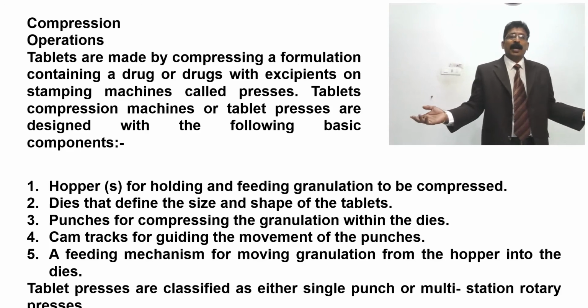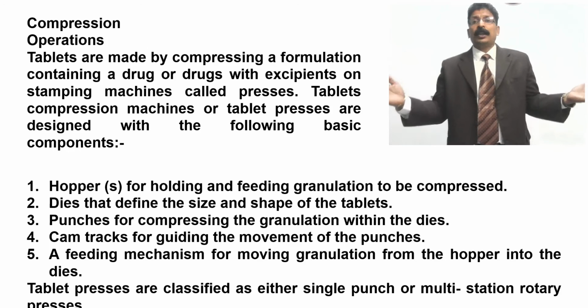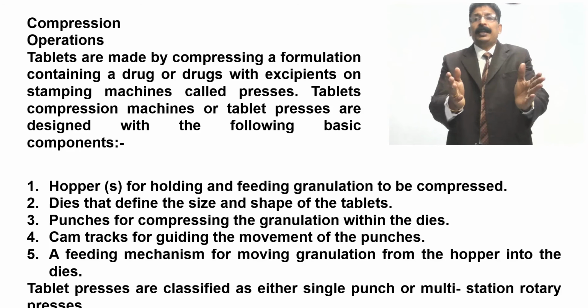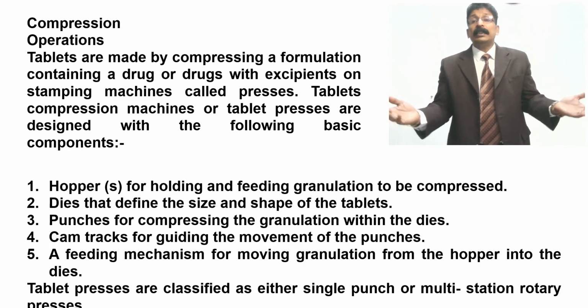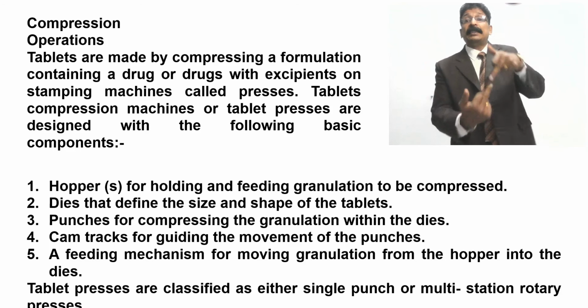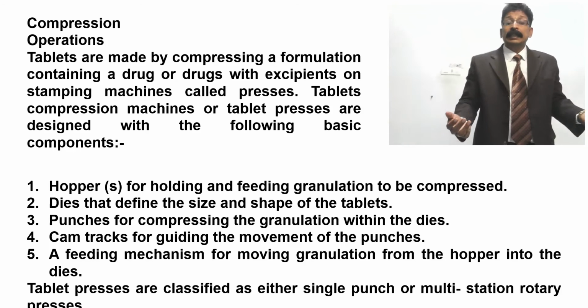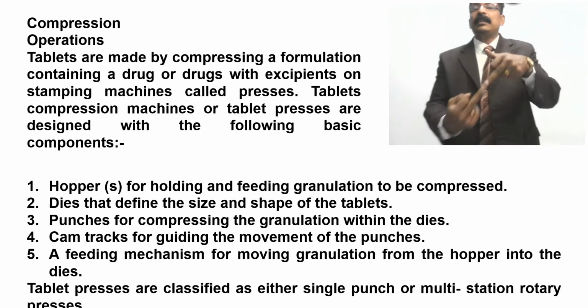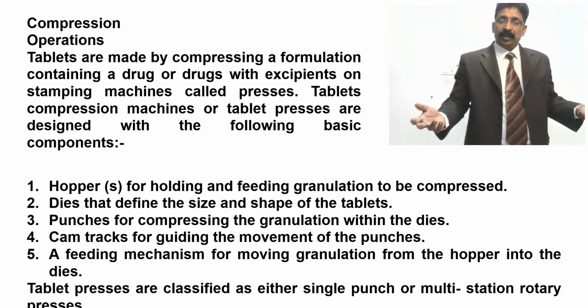So what do you mean by hopper? You might know, very important. The hopper will increase the flow property, which gives the proper amount. And what is the die? The die gives the shape of the tablet, which is the hole where the punches will move. Punches will compress inside the die. There will be an upper punch and a lower punch. So that's also very important.